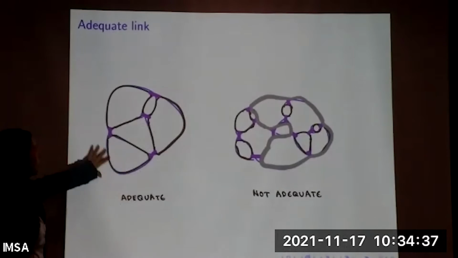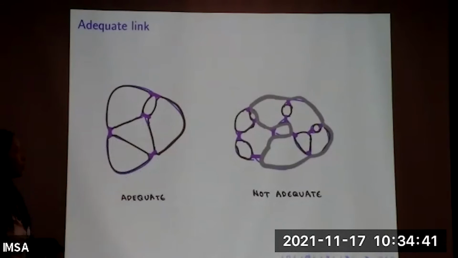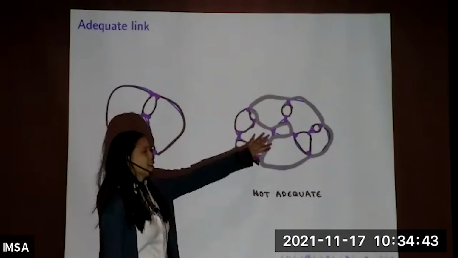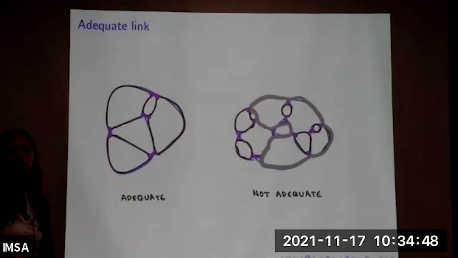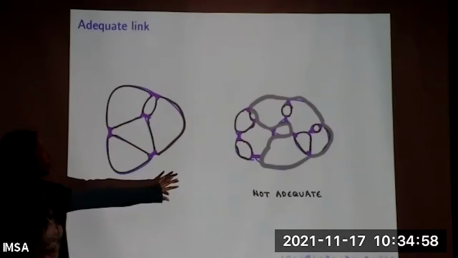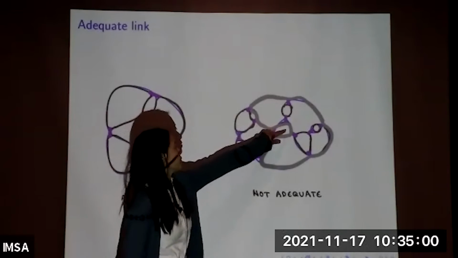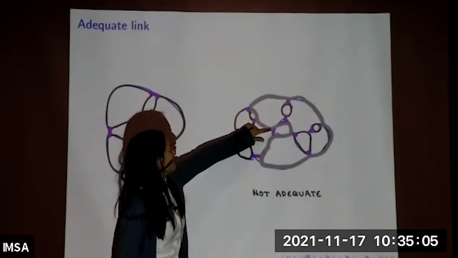So on the left hand side, we already have a diagram for the figure eight, the alternating diagram, that is adequate. On the right hand side, I can't actually claim that this knot is not adequate just because one diagram is not adequate, right? But you can know this by some other coefficient of the Jones polynomial. I'm claiming this, but really I just wanted to show you what it means for a diagram to be not adequate.